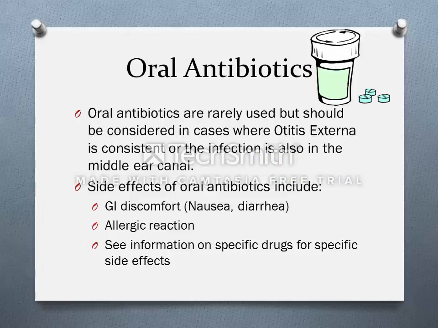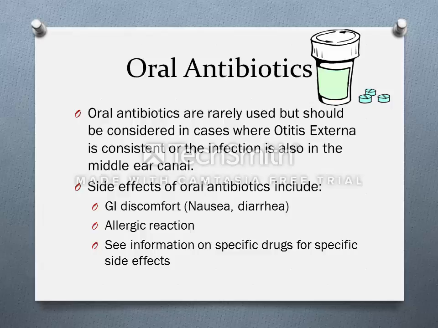Oral antibiotics are very rarely used, but should be considered in cases where the swimmer's ear or otitis externa is consistent or the infection is also in the middle ear canal. Side effects of oral antibiotics include GI discomfort, nausea and diarrhea, and sometimes an allergic reaction. If you have a specific antibiotic, you should really see the information on the specific drug for the most common side effects.